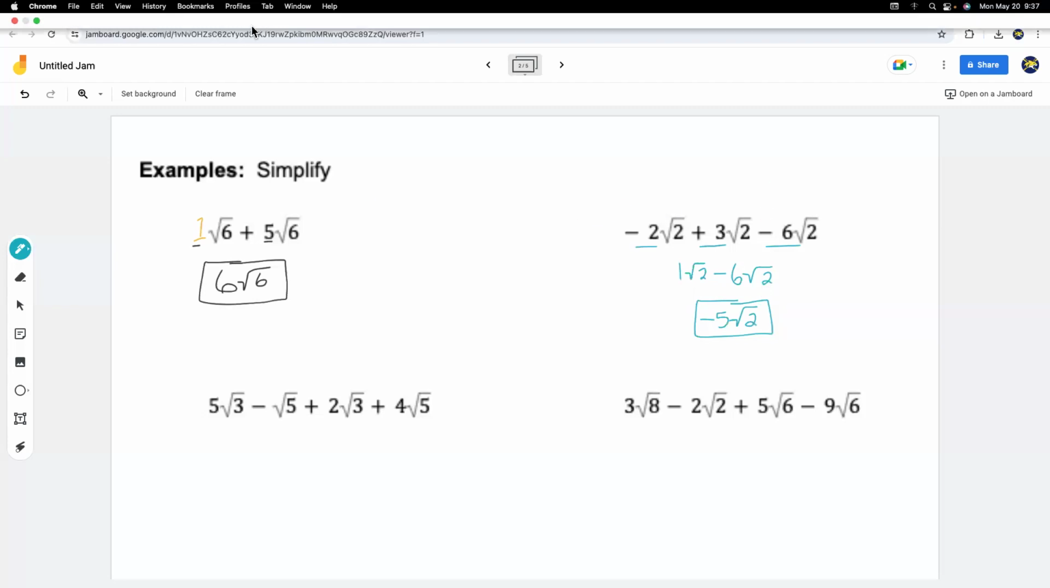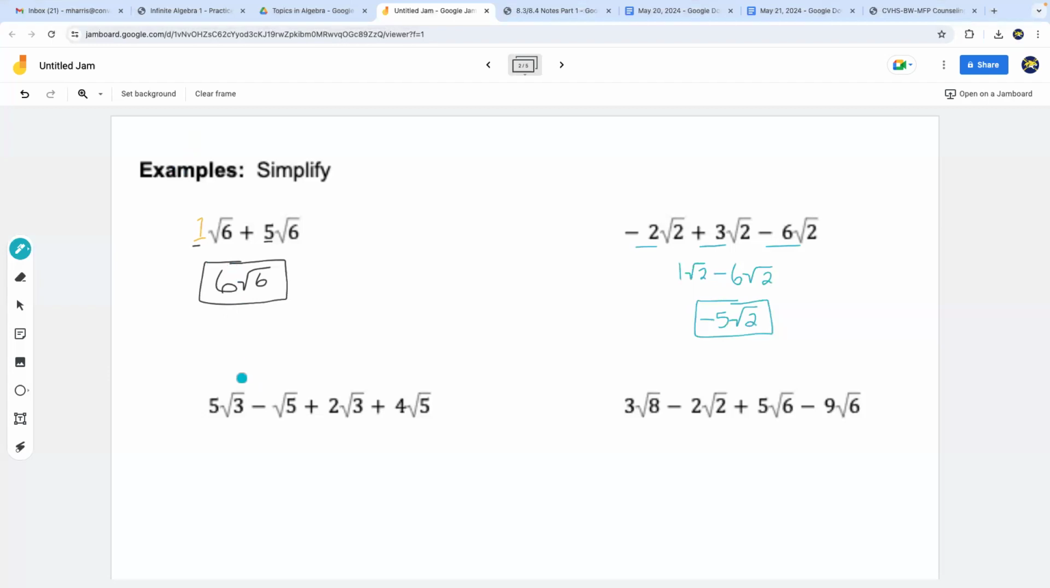Okay, so this one we have different ones. And again, if you want to, I like to use colors. So you can say, hey, this one's going to be blue, anything with a root 3. All right, I'm going to include the plus 2. This is a root 3, so this is going to be blue. All right, let's get a different color. Let's go red. Okay, so this is a root 5. I'm going to include this minus sign with this. And this is a root 5. I'm going to include the plus 4 with this root 5.